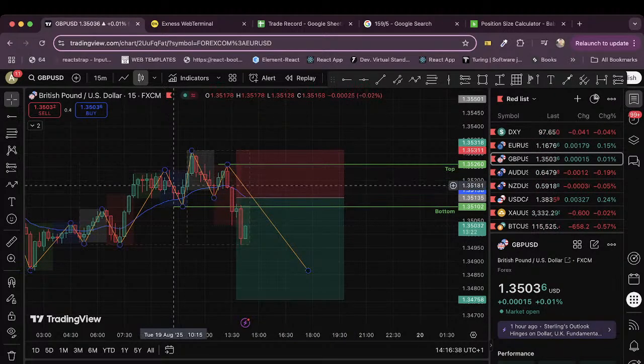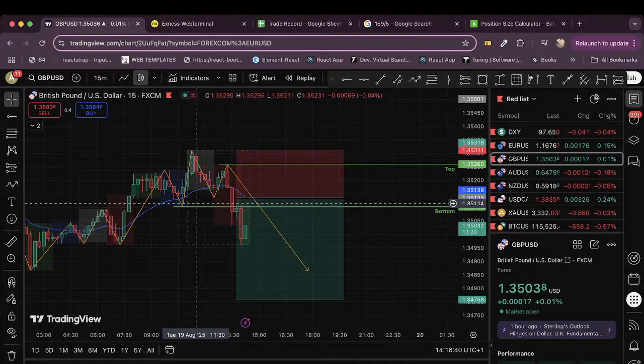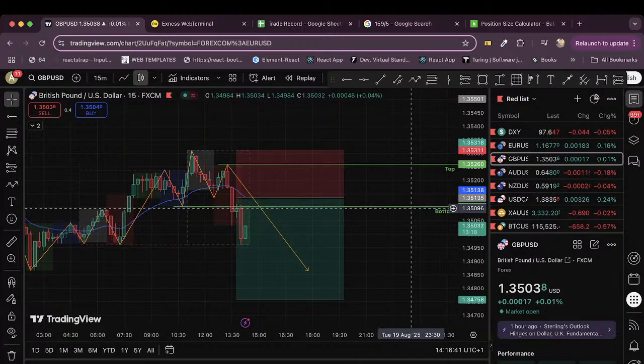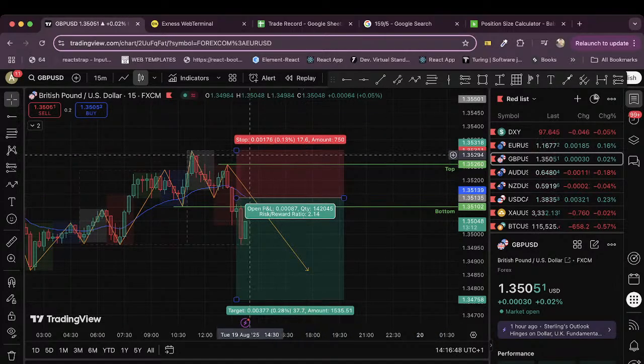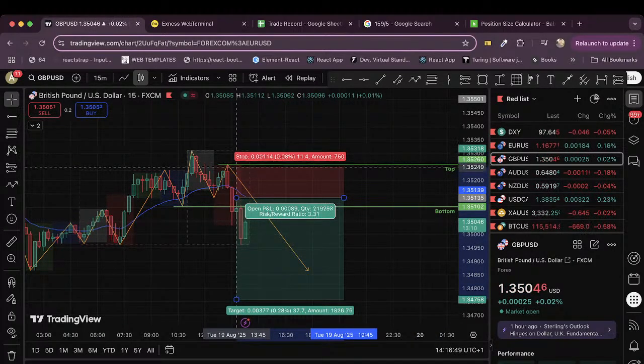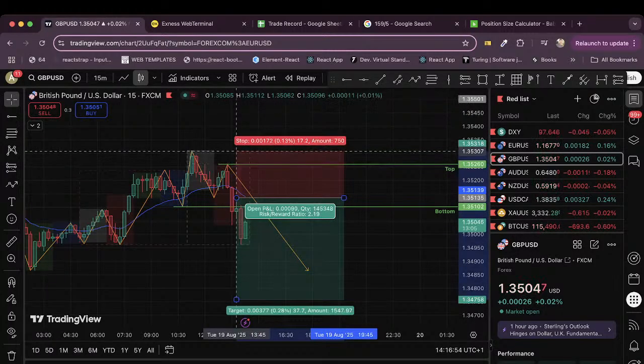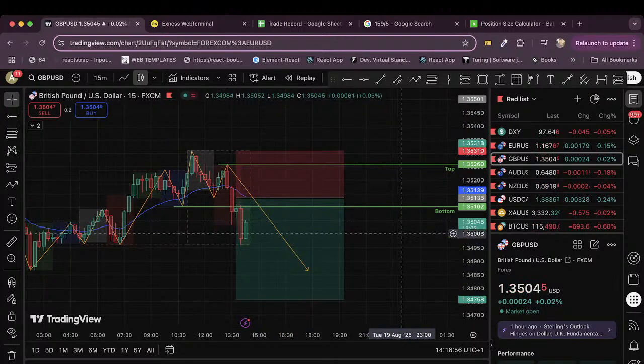On British pound USD, I think there is a clear confirmation here. You can see the point where the market flipped to a bearish market structure, and if we expect the pullback to come in, then the entry will be there. Most likely here should be your stop loss. Okay, there should be your stop loss, but you can go with the outer one just to be safe.